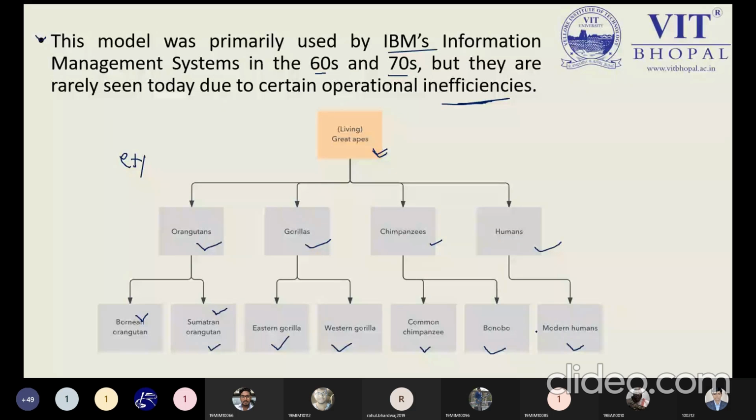Now see, this common chimpanzee record and this eastern gorilla record, what is the relationship between them? There is no relationship, because they are at different levels and in different categories. If they did have some relationship, it would be possible, but if you try to make the relationship, it creates a complex operation and a complex relationship between the databases. That is why it provides inefficiency. So this is the main reason IBM nowadays is not using this kind of model.